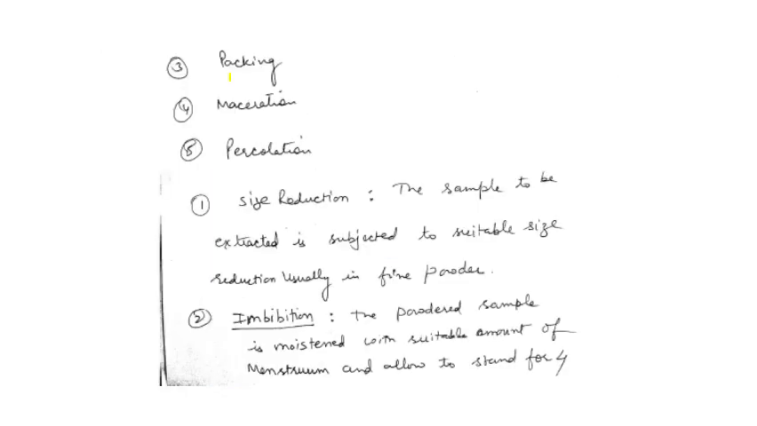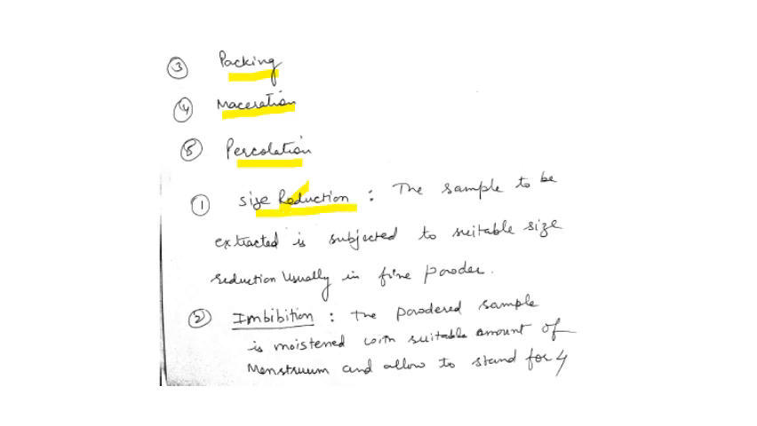So the third step involves the packing. We take our moistened solution into a percolator, where we pack the solution in the percolator. After that, the fourth step is maceration. We add more menstruum to the packed solution and just keep it for 24 hours. And after that, the last step is percolation. We just open the bottom tap to collect our liquid slowly. So these are all the steps to be performed here.